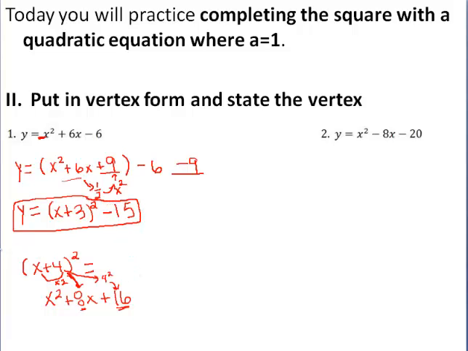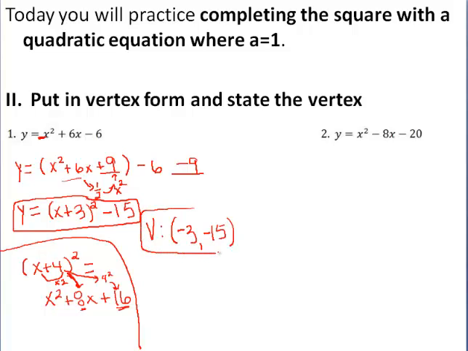Now it's also asking you to write down what the vertex is. So right here the vertex is (h, k), but remember h is the opposite of what's in parentheses, so that's -3, and then k is -15. One thing you can do to check this is to plug the vertex form and the standard form into y equals on your calculator and see if they make the exact same graph. If they make the exact same graph, then you know you've done it right.